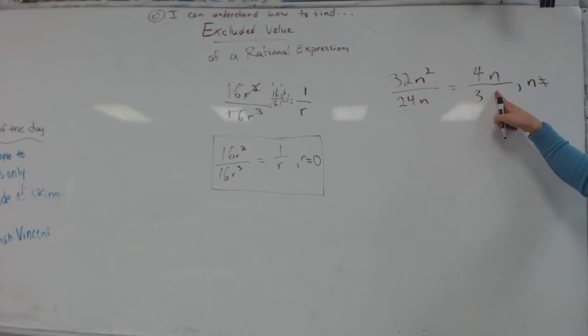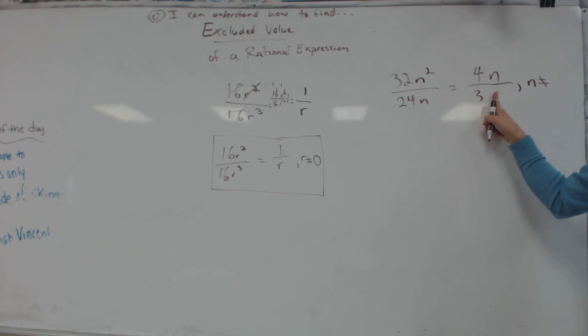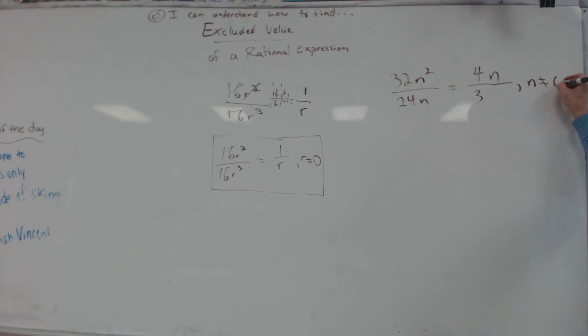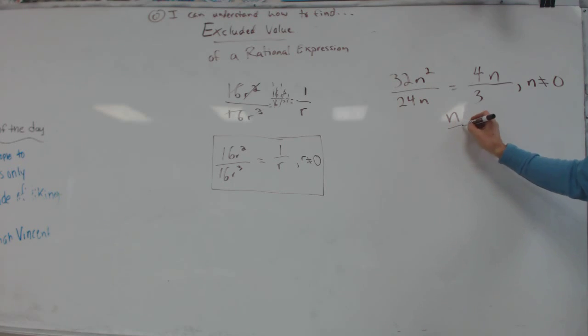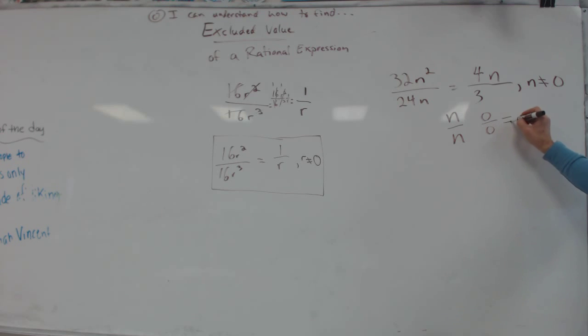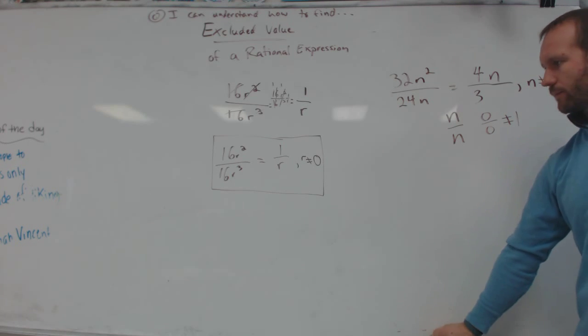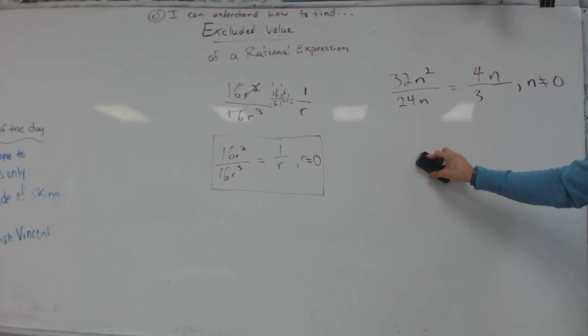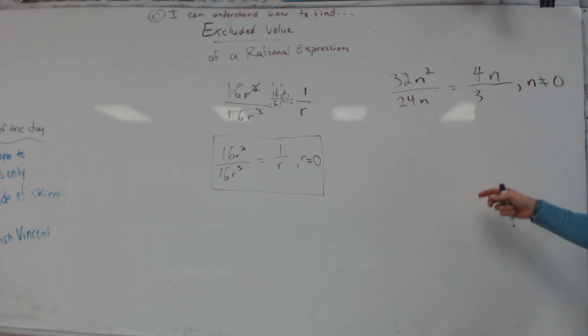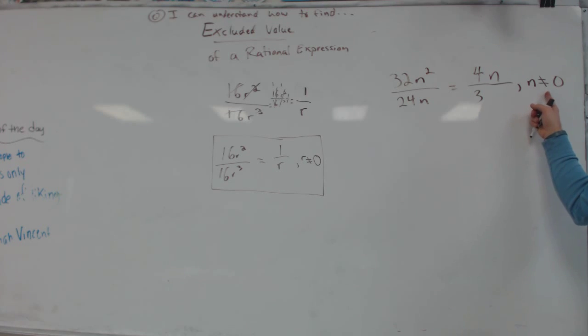What can n not be in this final simplified form? 0. Because 0 over 0 does not equal 1. When do we not have to write this? You always will have to write this. So we'll get there. Now let's prove that this is true.